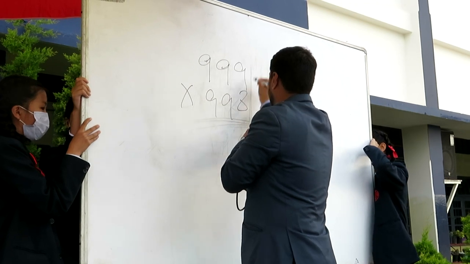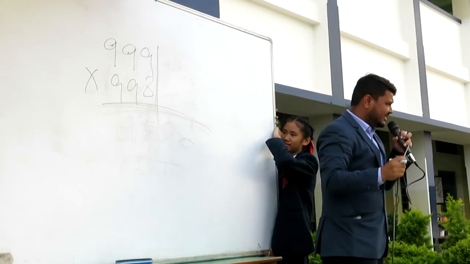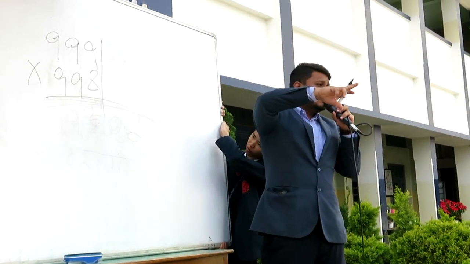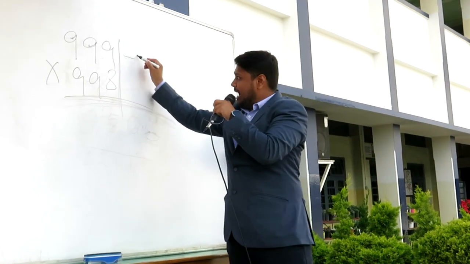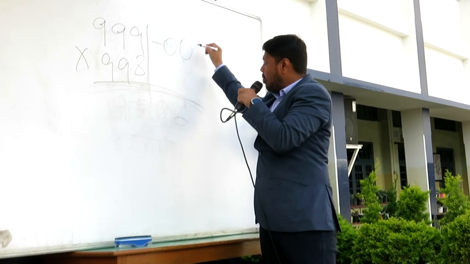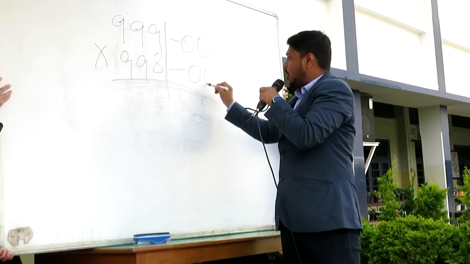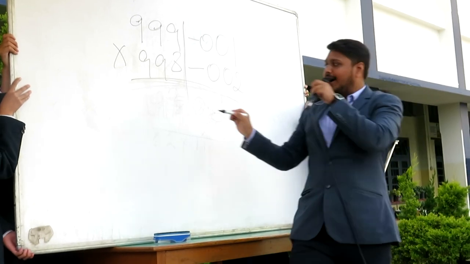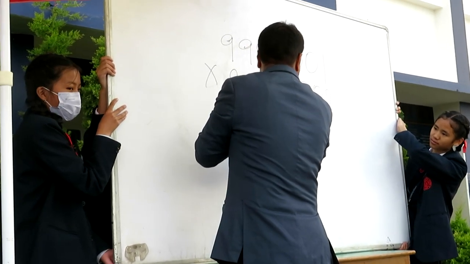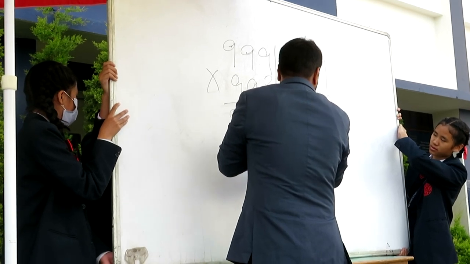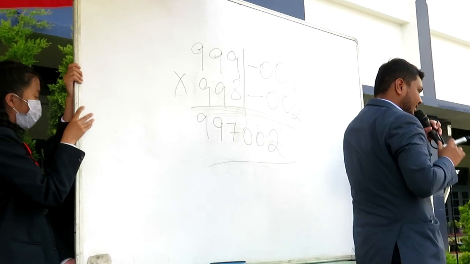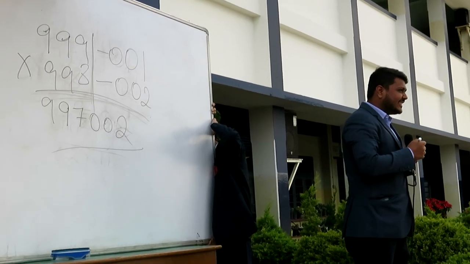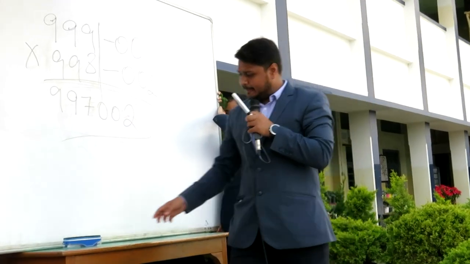9 into 9, 9, 8. This is closer to 1,000. Yes? 4 will come here. Minus 0, 0, 1. Minus 0, 0, 2. Cross subtract. 9, 9, 9 minus 0, 0, 2 will give us 9, 9, 7. Multiply 0, 0, 2. This is your answer. Not only hundreds, thousands. Is this interesting? Yes. Is this amazing? Yes.